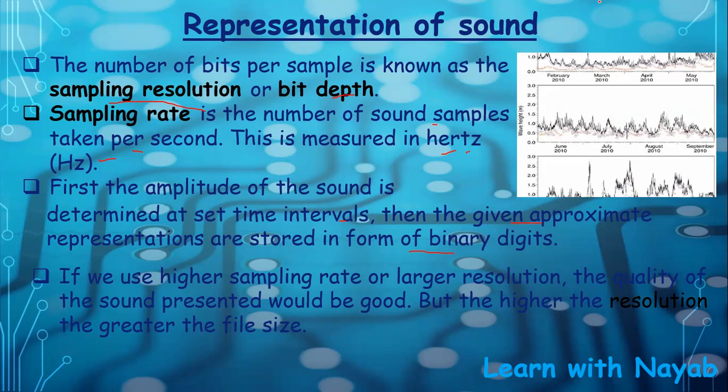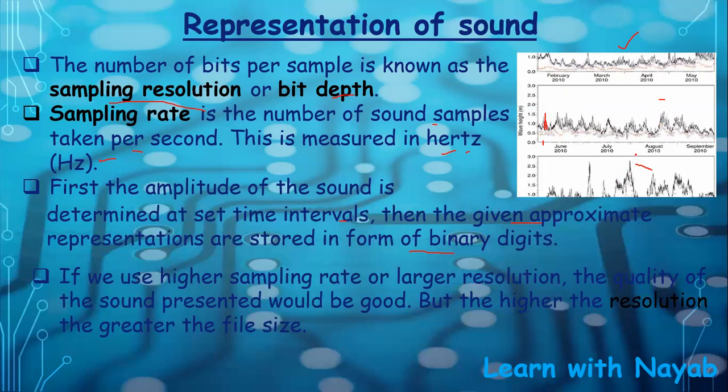You can see in this diagram how the time intervals are taken. There's a time interval over here in one part, and this is the amplitude, how loud the sound is. Over here you can see this is a lot louder than the upper one because it goes so high. That means the amplitude is big, and then the value of the binary digits will be big too.